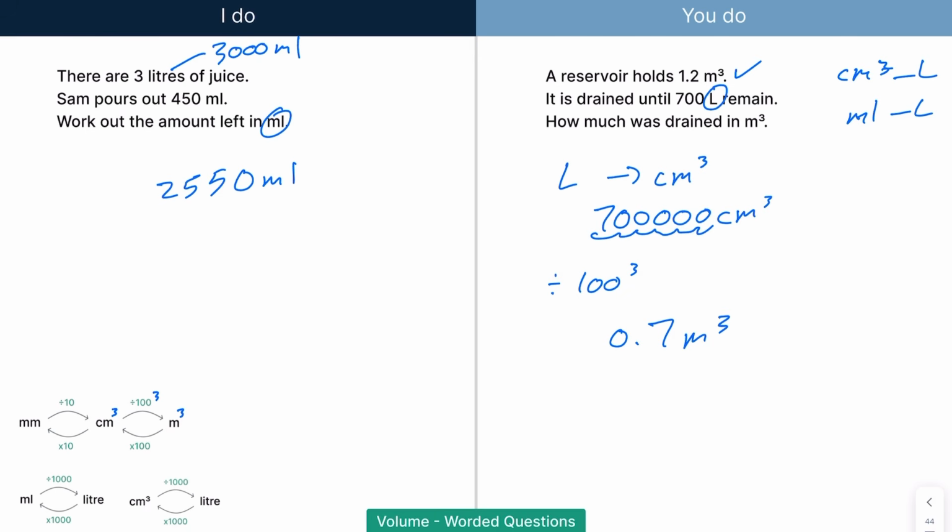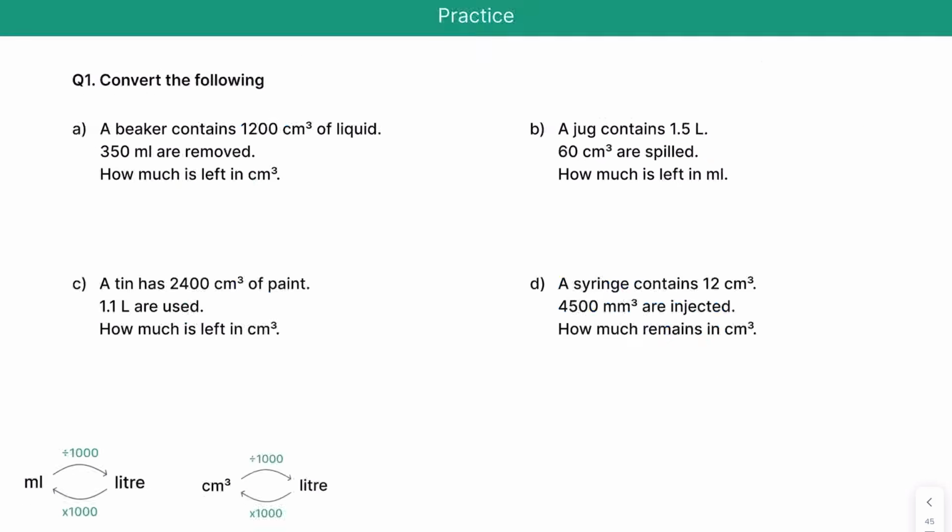How much is strained in meters cubed? So 1.2 minus 0.7. So that would be 0.5 meters cubed as our answer. So here's some practice questions. Press pause and have a go. Here are the answers. Mark your work.